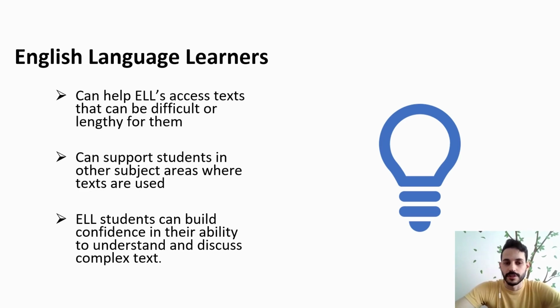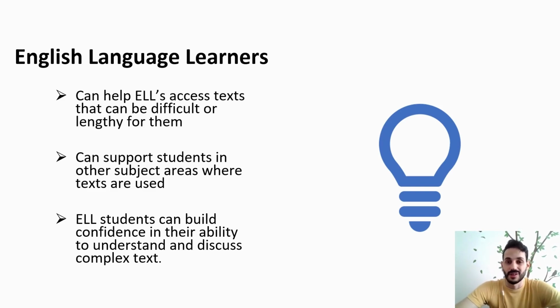The GIST reading strategy can be particularly helpful for English language learners. It can help those students access texts that might be too difficult or too long for them. It can help them break it up into smaller chunks or smaller sections that they are able to understand, and then they're able to put all those ideas together.